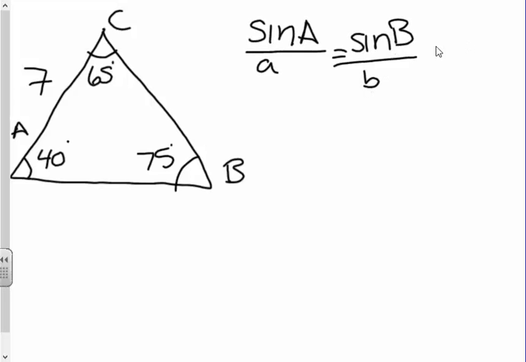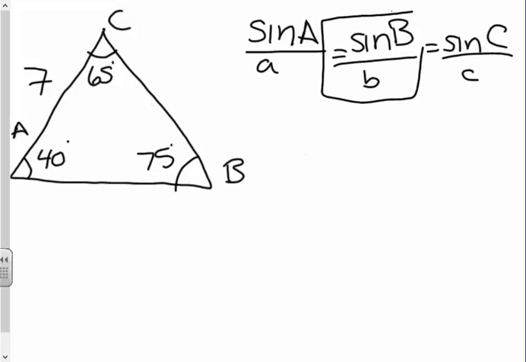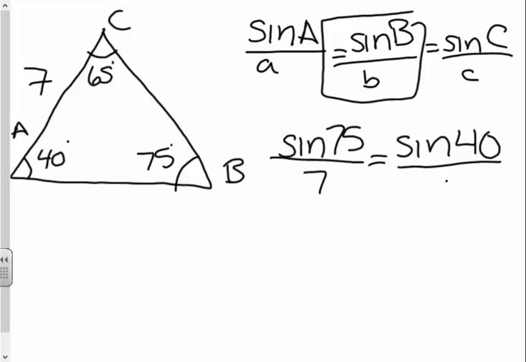All right, so now remember the law of sines says sine A over little a equals sine B over little b equals sine C over little c. And we're just going to use this pairwise. The one that we have the complete set for is big B and little b. So I know that sine 75 over 7, let's do a first, equals sine of 40 over a.